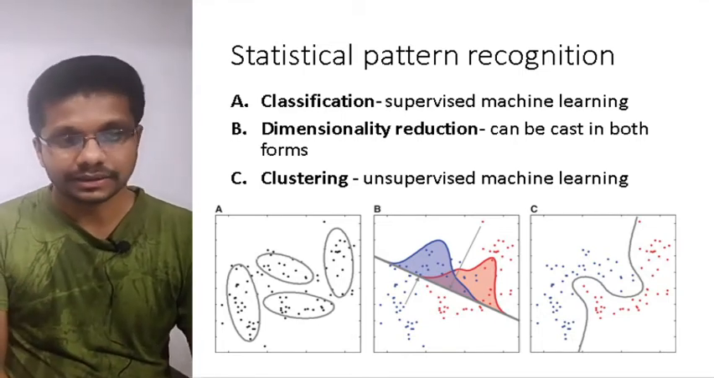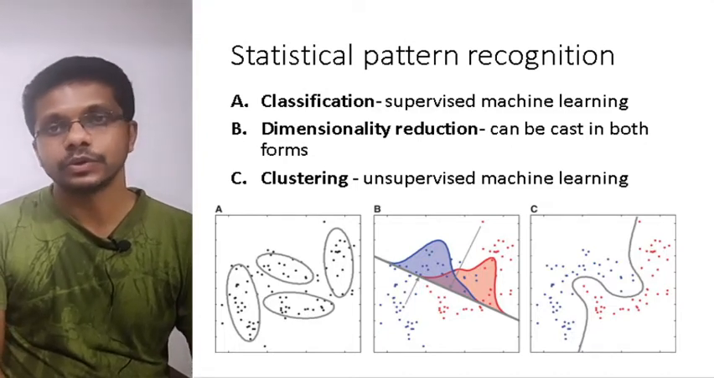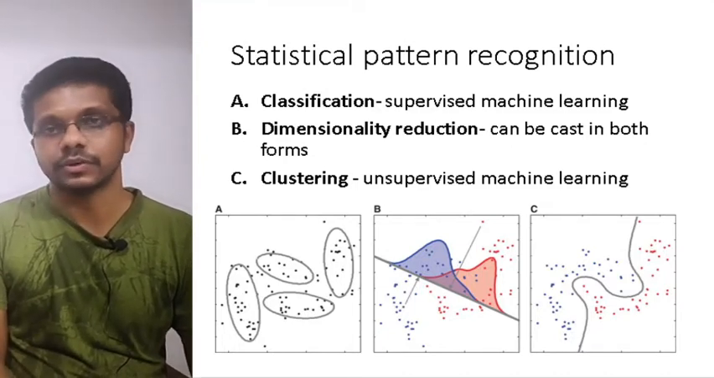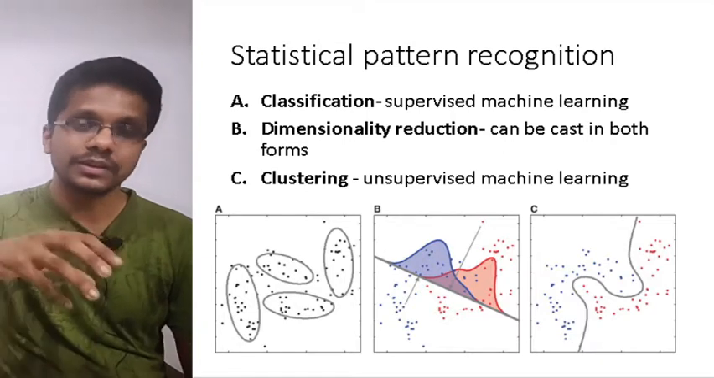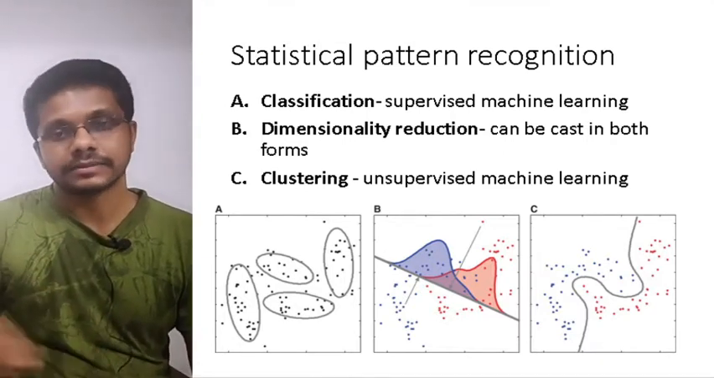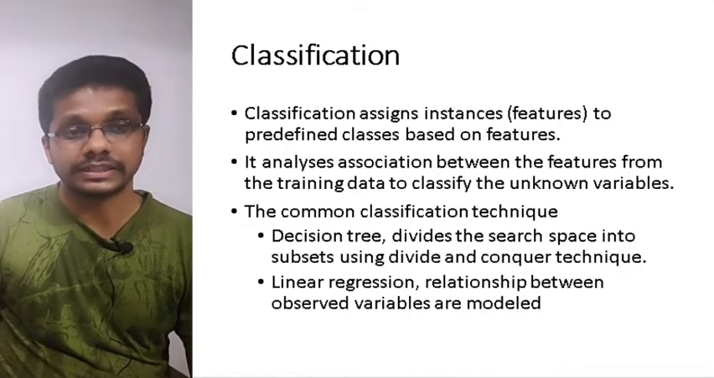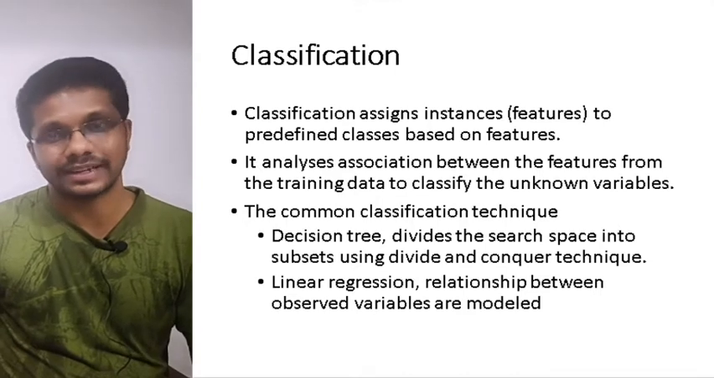And finally, we have clustering. Clustering is an unsupervised machine learning in which we do not have any features for classifying or clustering the data, and all this clustering is based on the properties of the data. So we are going to talk in detail about each of these methods for pattern recognition.